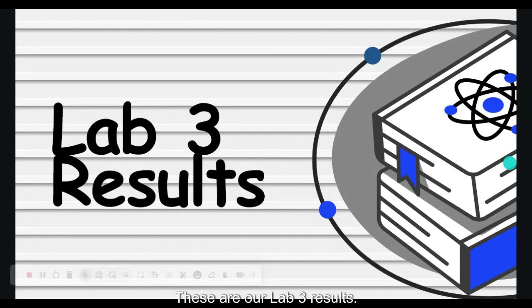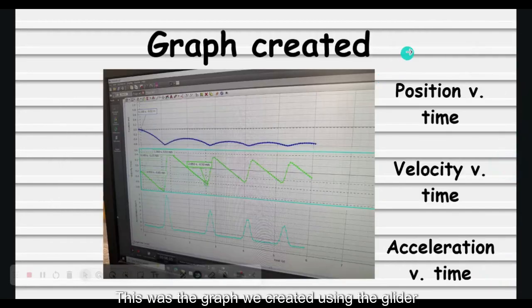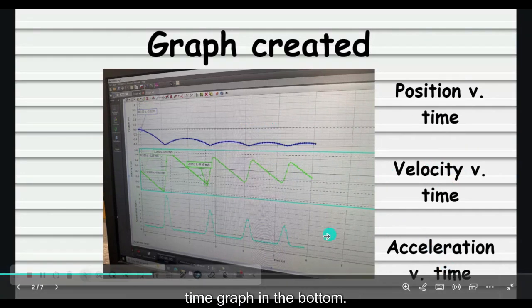These are our Lab 3 results. This was the graph we created using the glider, and we have our position versus time graph on top, our velocity versus time graph in the center, and our acceleration versus time graph in the bottom.